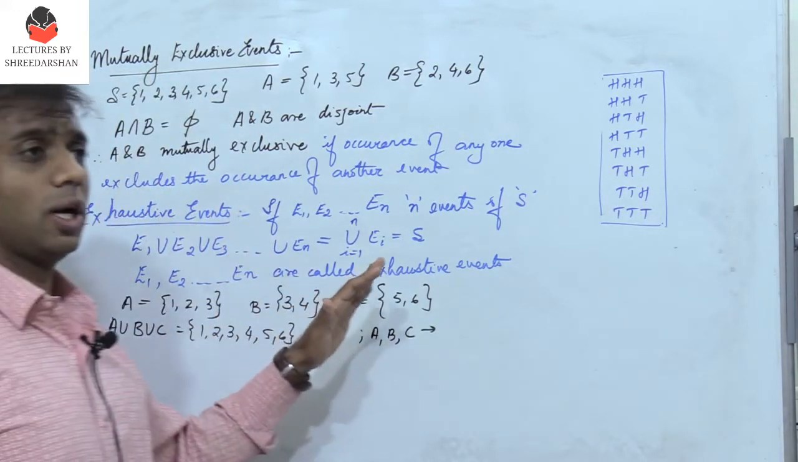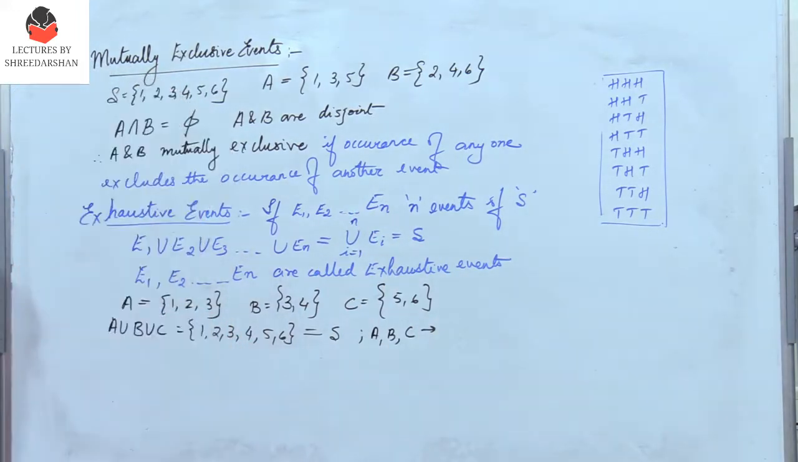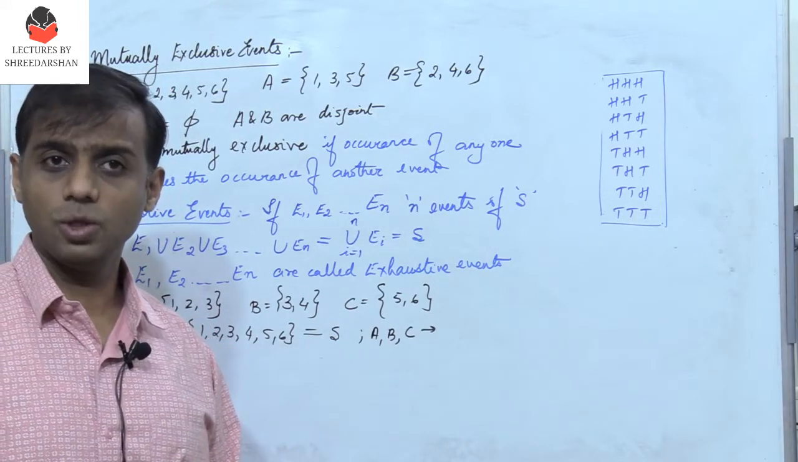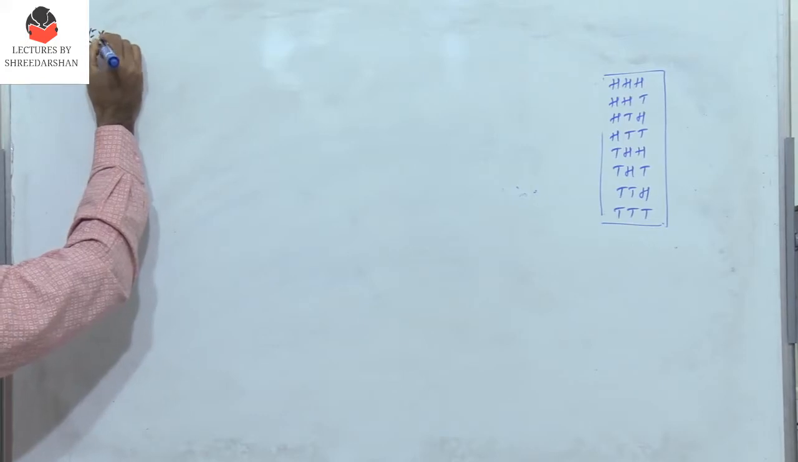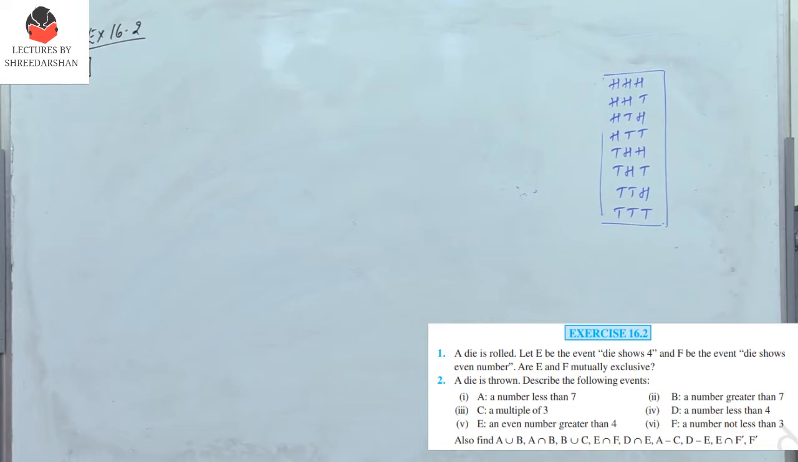And this is what is required for us to solve the next exercise, 16.2. There are 7 easy problems. We shall solve all of them. So let's begin with the first one. We are solving exercise 16.2, the first one. You can see the problem on the screen.